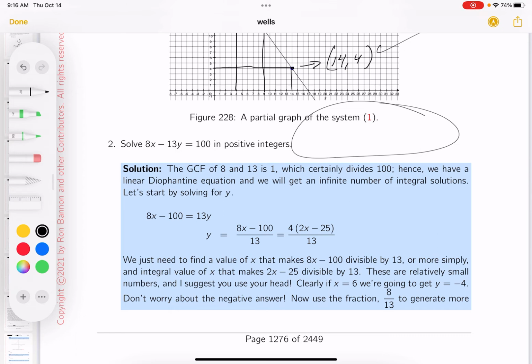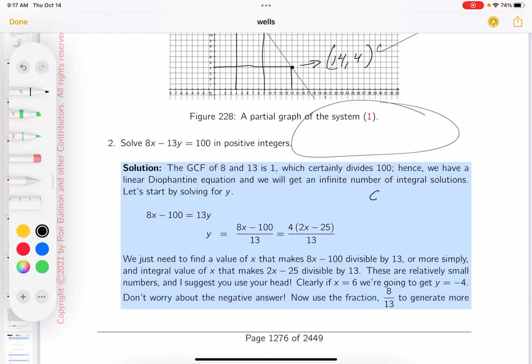And again, by looking at it, someone says, I can't remember what you've done. Well, I'll explain to you what we've done. We look for the GCF. I'll write this over here. Between 8 and 13. And by the way, this is written in standard form. And what's the GCF there? It's 1. And 1 certainly divides 100. So I know there's going to be an integer solution to this problem over here.